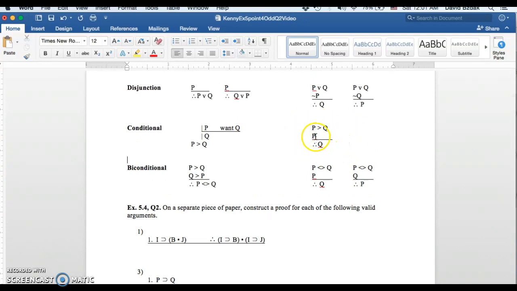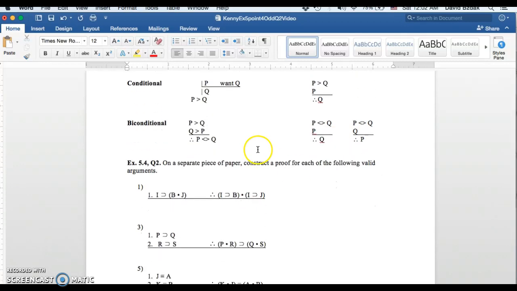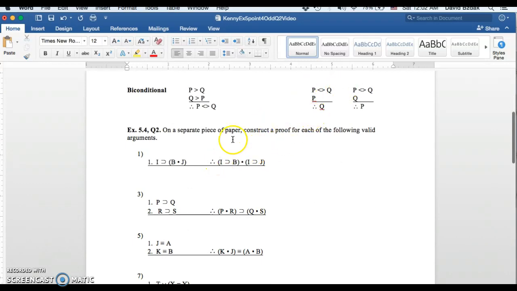And notice that's the big difference from the conditional elimination. Conditional only goes one way. P conditional Q, P gives you Q. It doesn't go P conditional Q, Q gives you P. That's not a valid inference. But biconditional, since it goes both ways, it's true if both are true. You can infer the truth of one part of the biconditional from the truth of the other. Okay, so let's go ahead and do some of the problems and see how the biconditional rule applies.